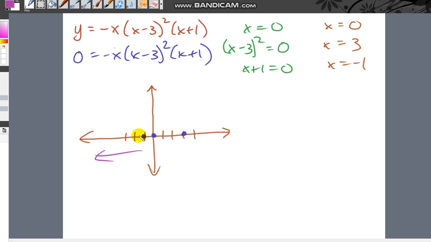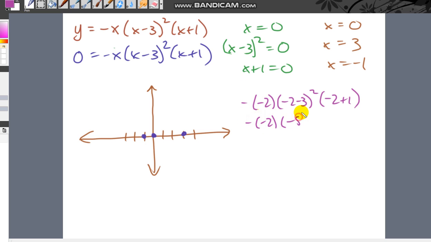So let's choose a value that's less than -1. Let's try -2. So we have negative times -2 times (-2 minus 3) squared times (-2 plus 1). As you can see here, this is -2, this is -5 squared, and this is -1. -5 squared is going to be 25, and then -1.